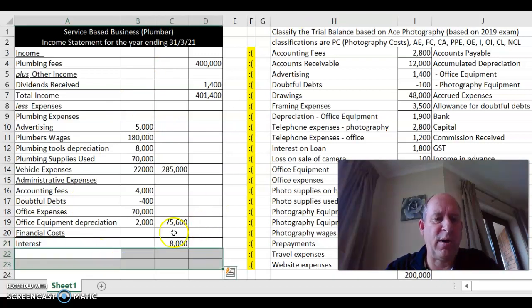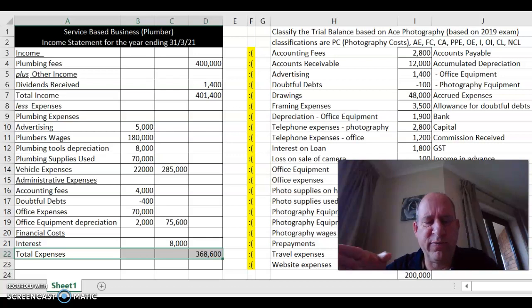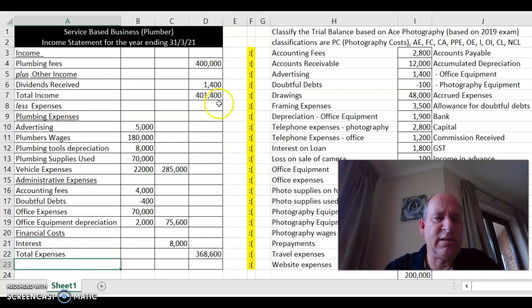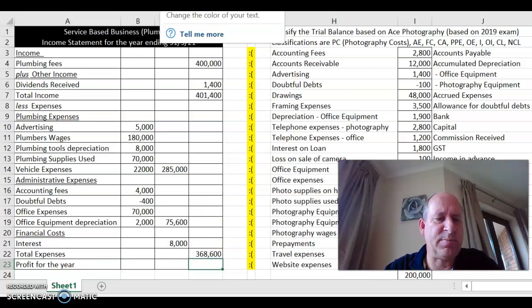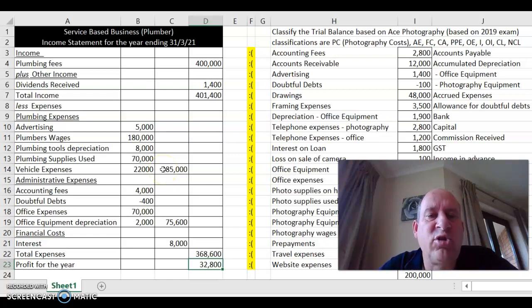And simply finish this off by getting total expenses, by adding those three up. Again, see the most important figures are in that third column. And the last thing we're after is a profit for the year. You can see our income was 401, our expenses are 368, so that'll give us a profit, not a loss. So write that in. And our total income minus our total expenses gives us a profit of 32,000. All right, so that's the instruction part.